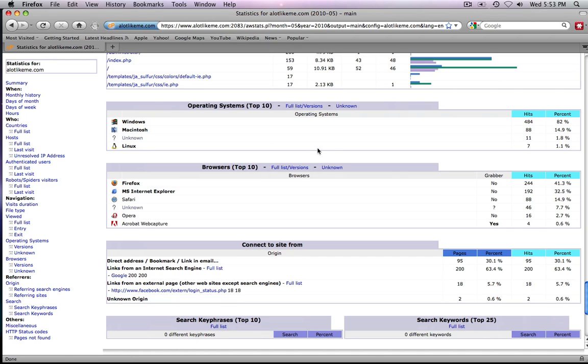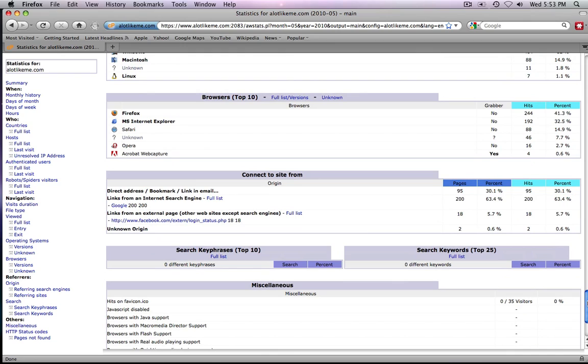As far as browsers go, we see Firefox is the number 1. It's because it's what I develop in. And Microsoft Internet Explorer is the number 2, Safari's 3, then Unknown, Opera, and Acrobat. These are direct links in from other sites, so links from external pages. So somewhere on Facebook there's a link coming into us, and Google also has a link coming into us.